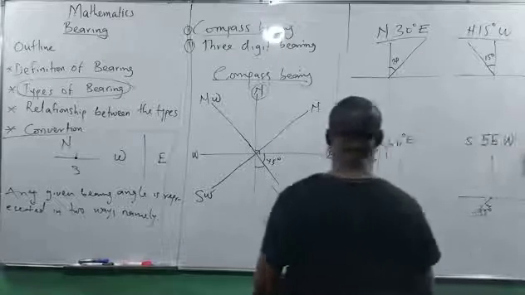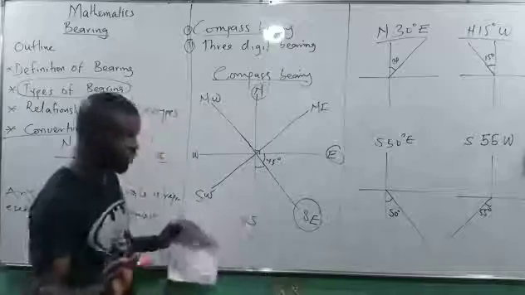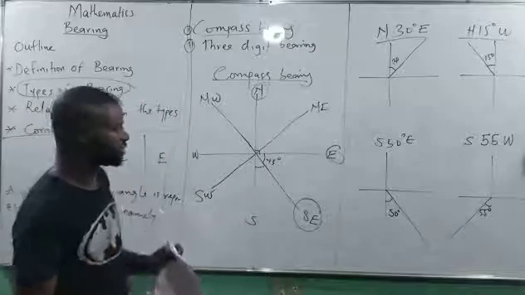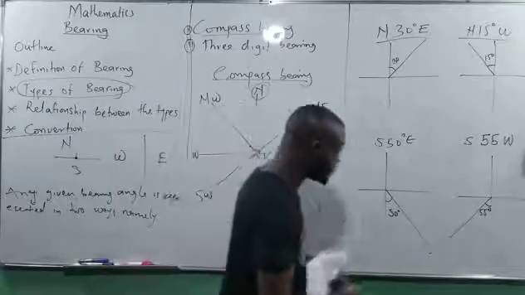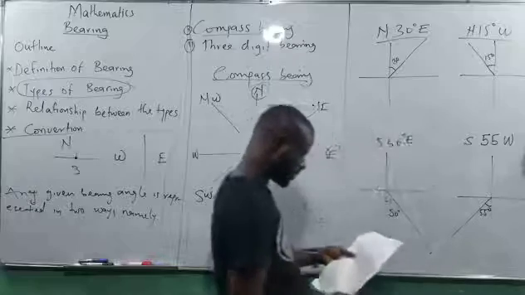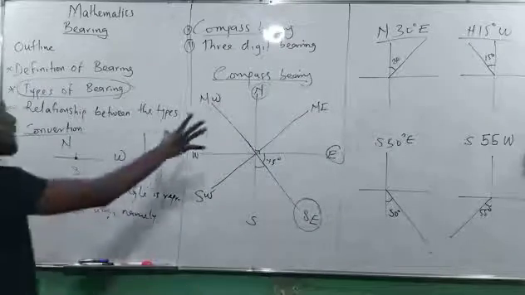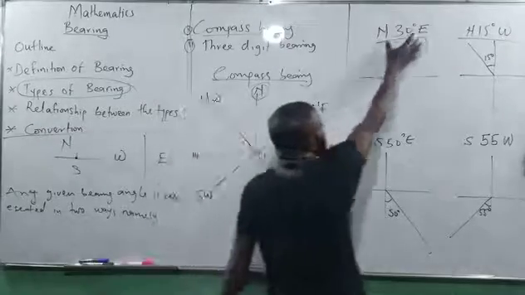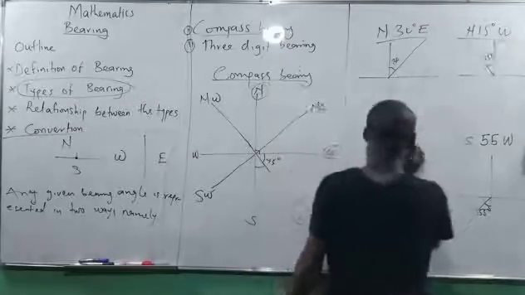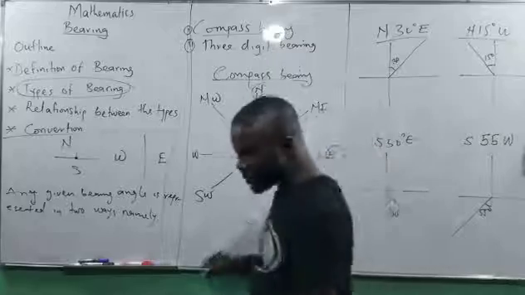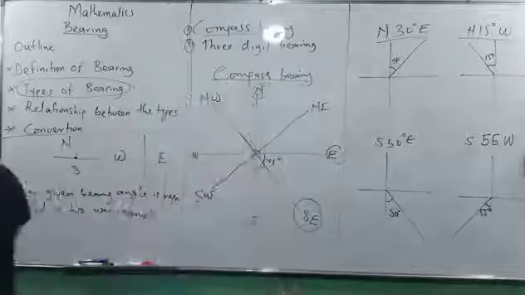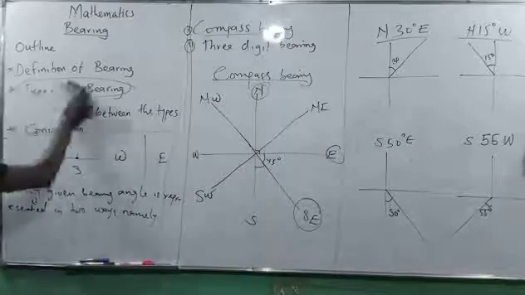Now mind you, this is how bearing works. Note this. Let me explain in the next part the next type, after compass bearing. Can you see how it's being represented? This is how it's being represented. Now let me quickly explain the second type, which is the 3-digit bearing.